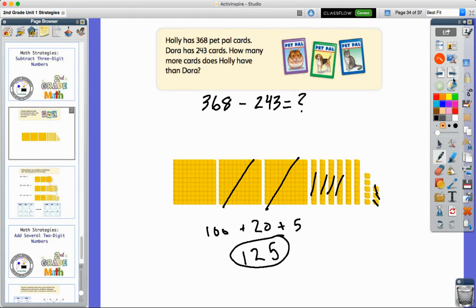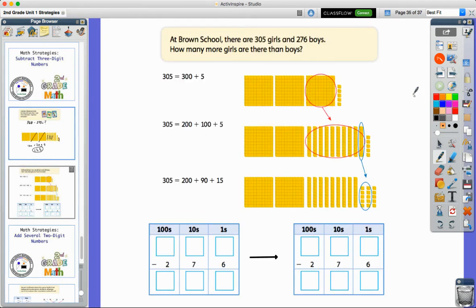Now, the next example is going to be a little more tricky because we're not going to have enough, and we're going to have to do some regrouping, all right? So let's read the problem. It says, at Brown School, there are 305 girls and 276 boys. How many more girls are there than boys? So again, we're trying to find the difference. So I'm taking the two numbers. I'm going to write it up here so you can see our problem. 305, now subtracting 276. All right, and that will give us the difference between boys and girls.